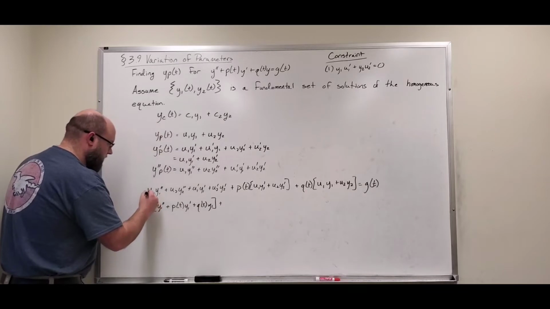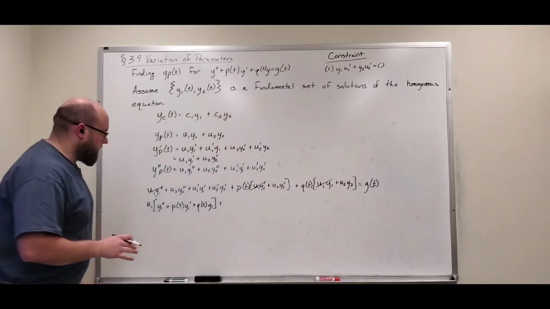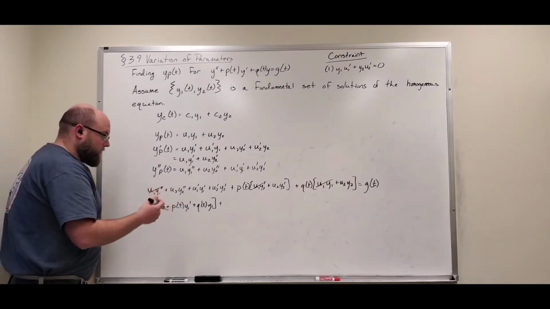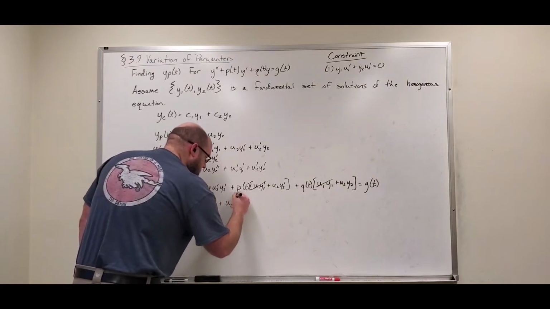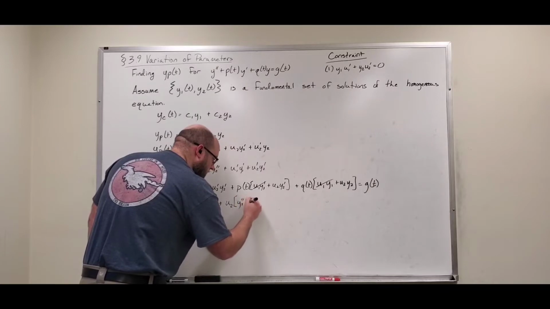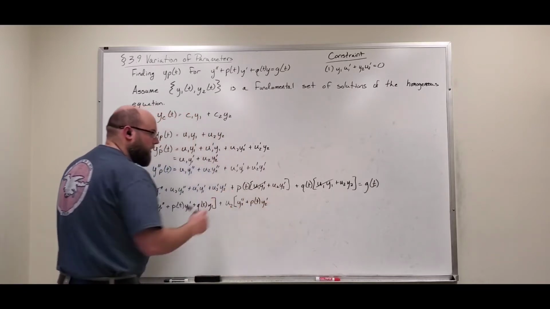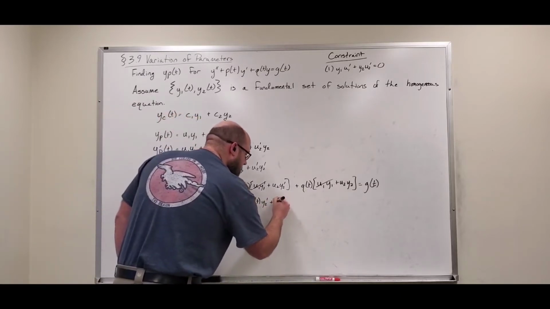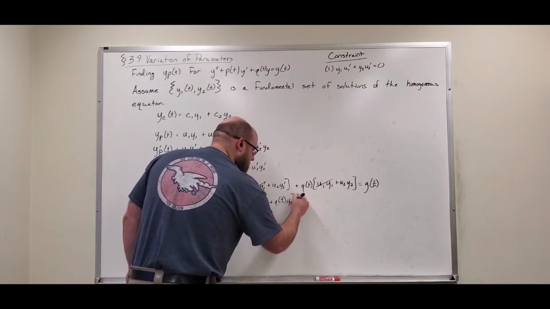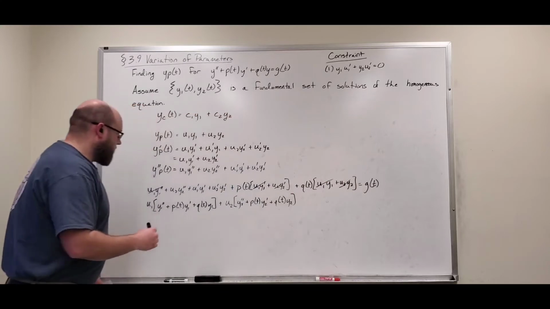Plus, okay, so we got that taken care of, that taken care of, that taken care of, so we're bookkeeping here. All right, now I'm going to do the same thing with the u2, and in fact there is something. So it's multiplied by y sub 2 double prime plus p of t y2 prime, that's this term here, plus q of t times y sub 2. All right, so I get that term and that term, and look what's left.